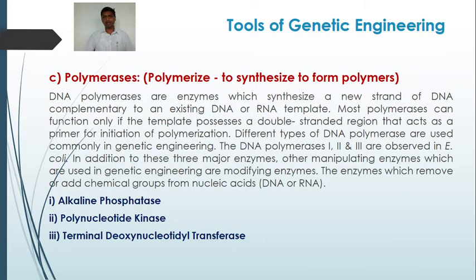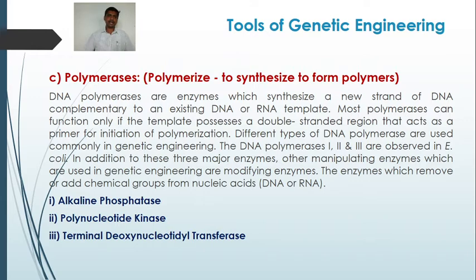So DNA polymerases are those enzymes which synthesize a new strand of the DNA complementary to the existing DNA or the template DNA. These DNA polymerase enzymes require a short double-stranded region to prime the DNA synthesis. So different types of DNA polymerases are used. These are DNA polymerase first, DNA polymerase third. So these are observed in E. coli.